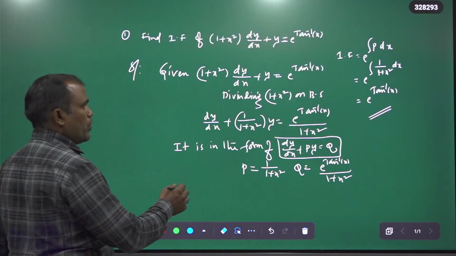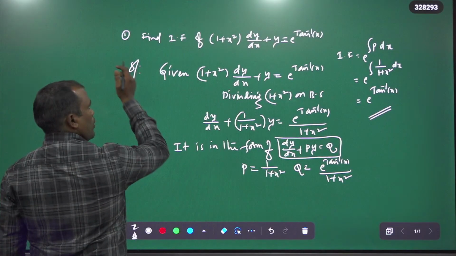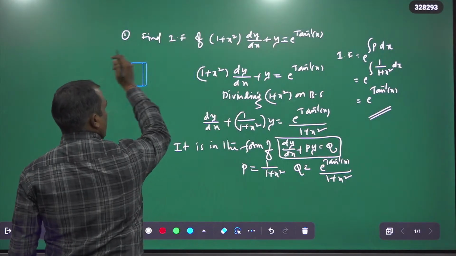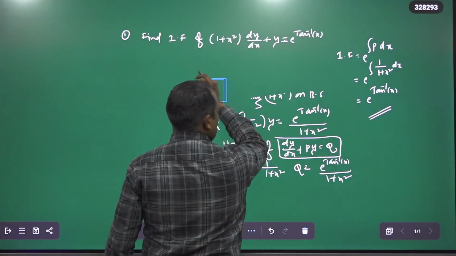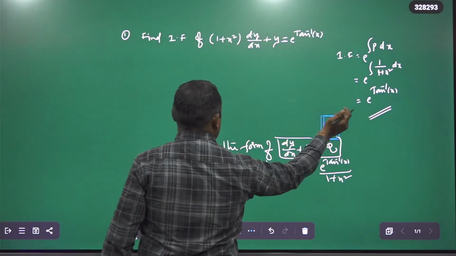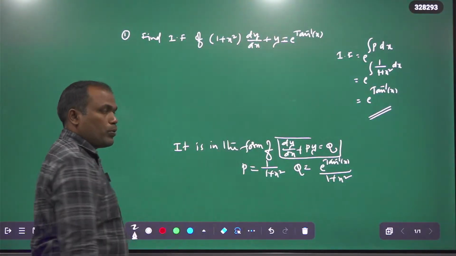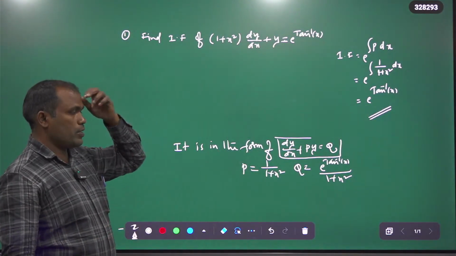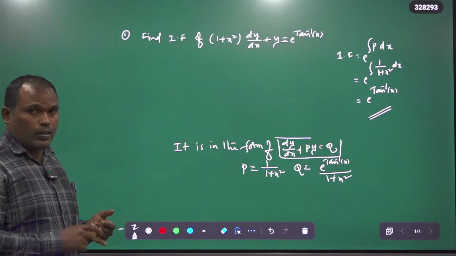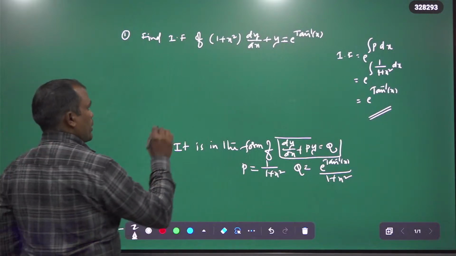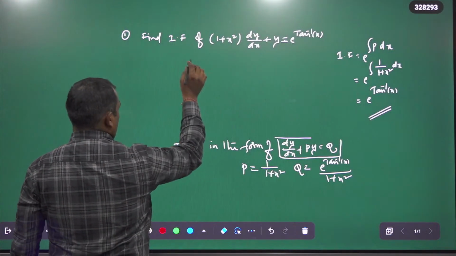Solution means what should we do? Two methods, two cases we have to complete. I will explain the second part clearly. The first part is okay. Case one: whenever a differential equation is given, how to calculate the integrating factor. Now what should we do? The general formula.